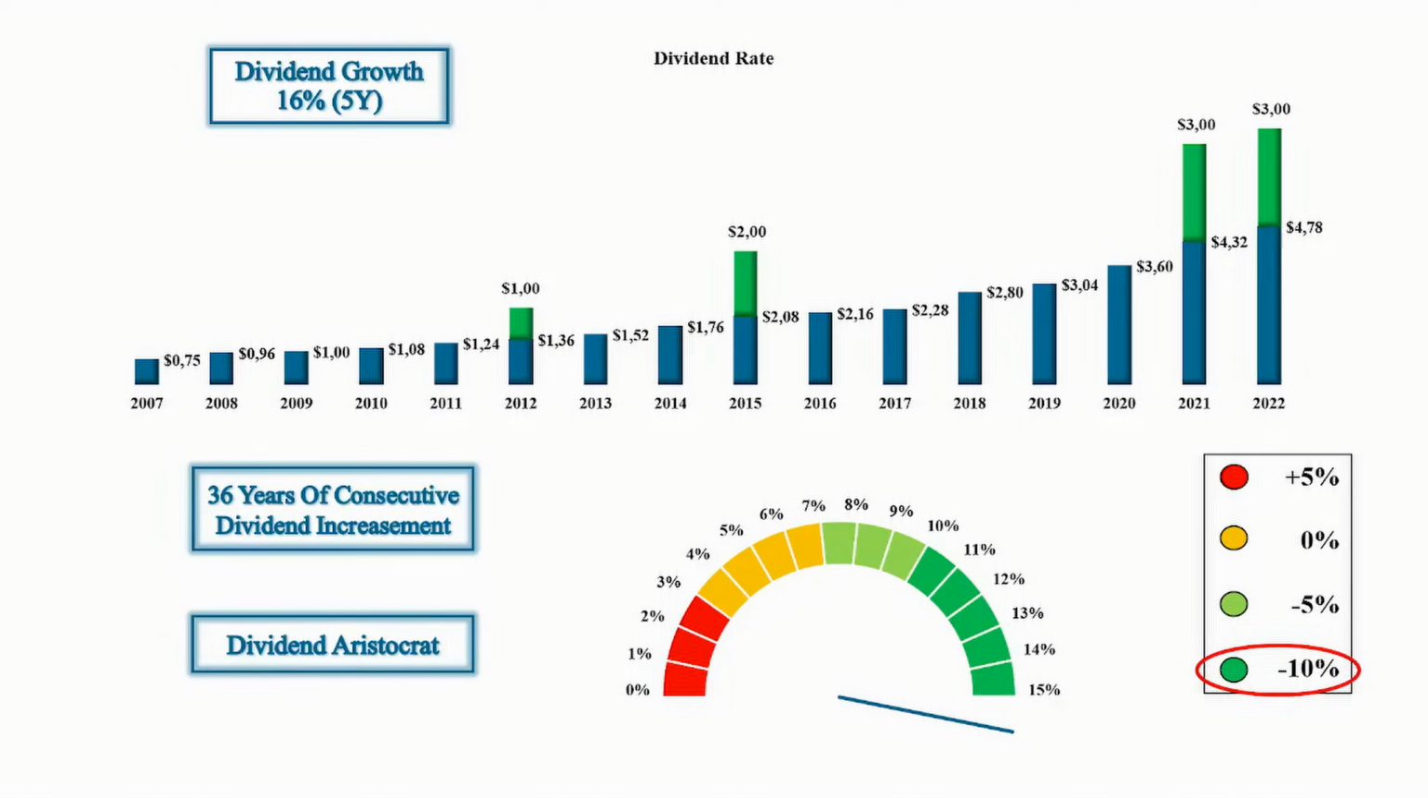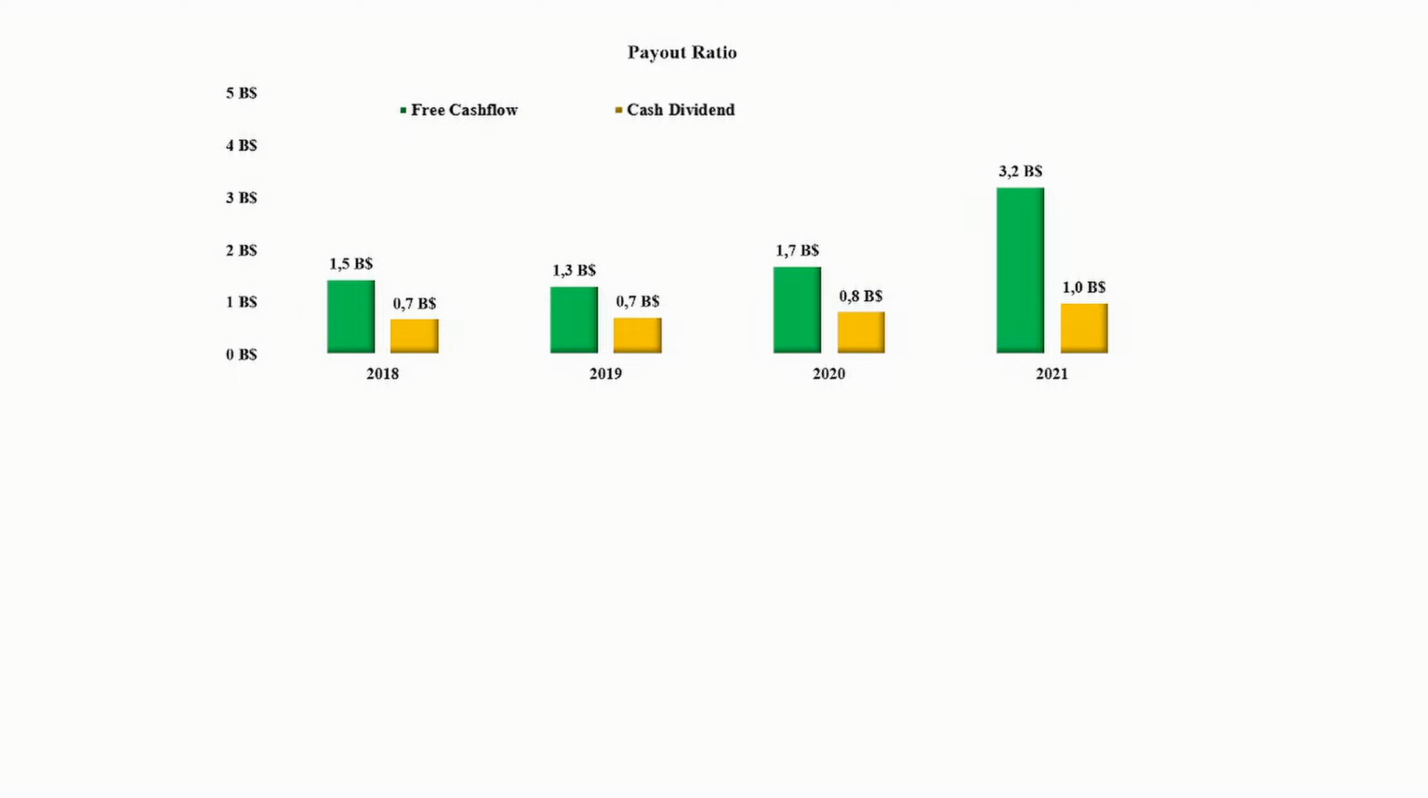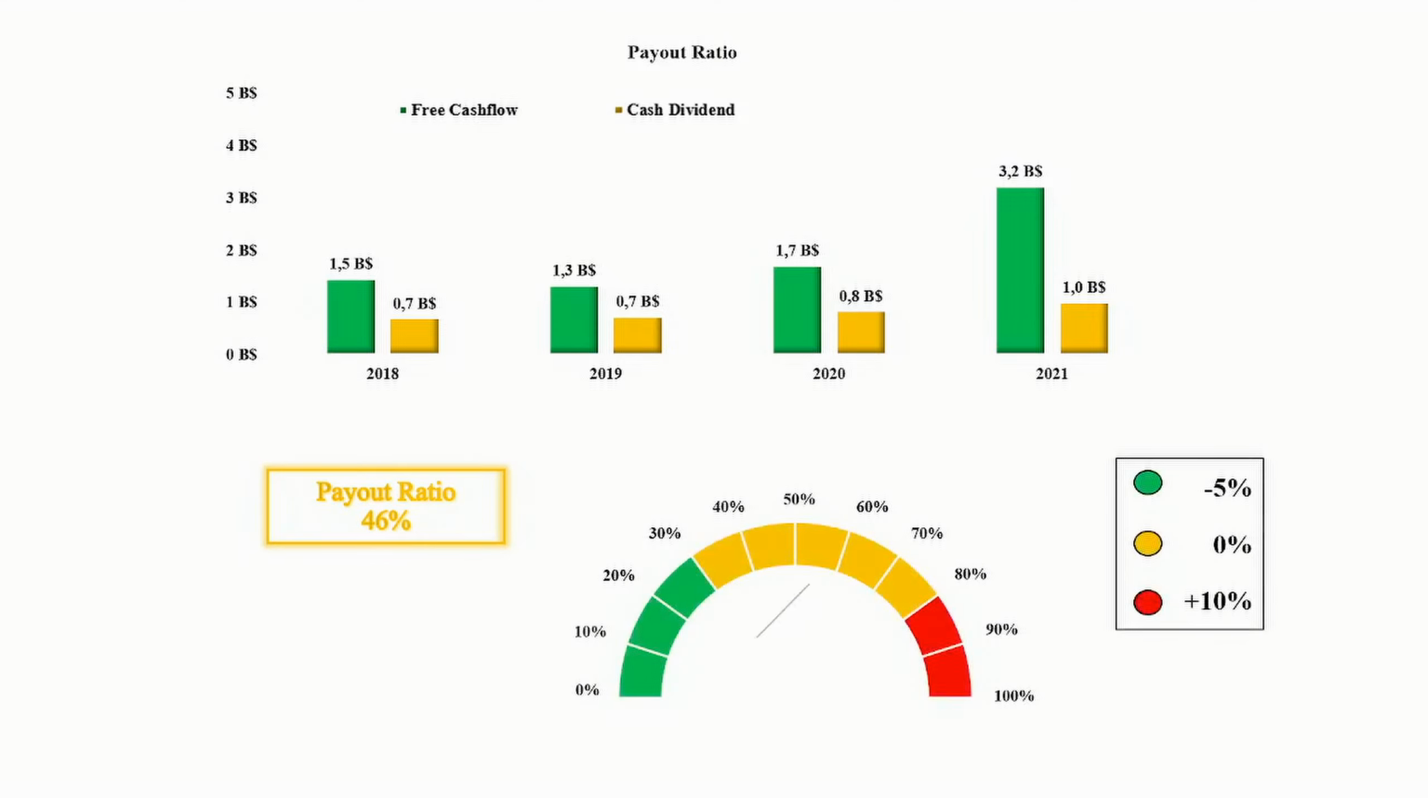I always look at the payout ratio with respect to the free cash flow, which is the cash flow the company has available after they've paid all necessary expenses. The free cash flow from T Rowe Price has increased rapidly, from $1.5 billion in 2018 to $3.2 billion in 2021. The cash dividends were respectively $0.7 billion and $1 billion. The average payout ratio is therefore 46%. This value is in the middle of my weighting scale, and therefore the margin of safety doesn't change.